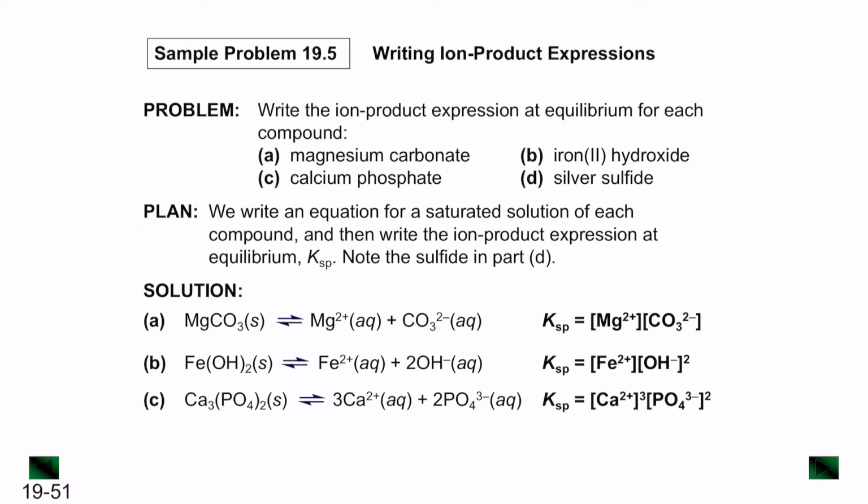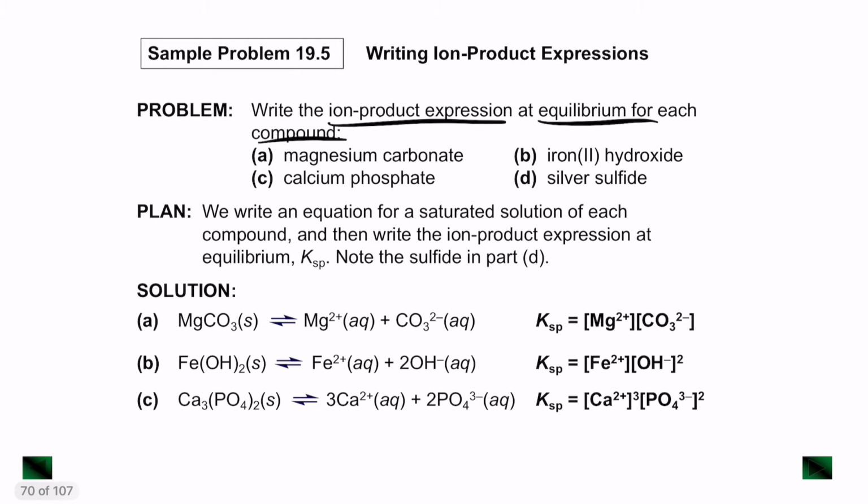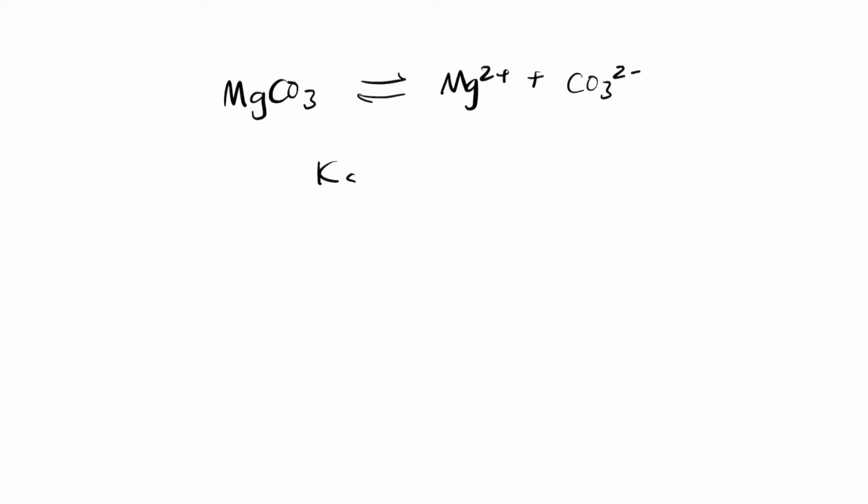So what are they asking here? Write the ion product expression at equilibrium for each of these compounds. First they're asking you for magnesium carbonate. Magnesium carbonate is MgCO3. When split, it becomes Mg2+ and CO3 2-. Now, how would you write the ion product expression? It can be written as Mg2+ times CO3 2-.